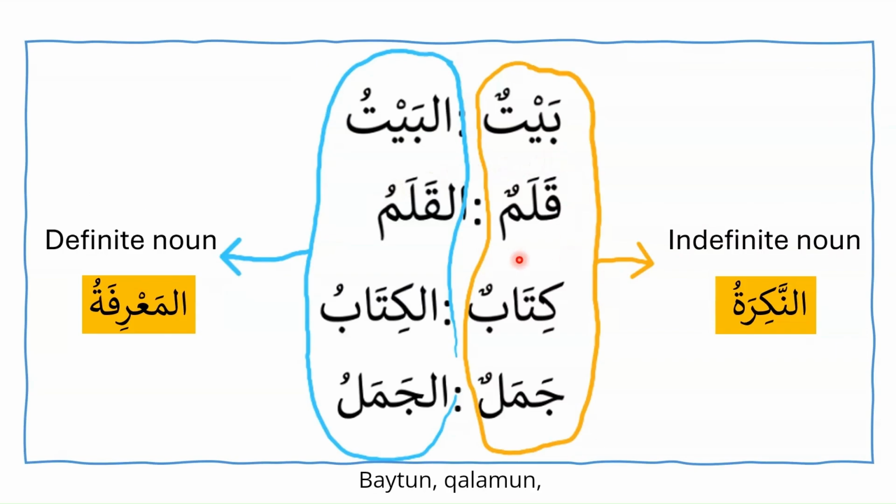Baytun, qalamun, kitabun, jamalun are words that in Arabic are called an-nakirah, or indefinite noun. Al-baytu, al-qalamu, al-kitabu, al-jamalu are words that in Arabic are called al-ma'rifah, or definite noun. So now you know that to make a noun specific or definite, you just prefix definite article al to the beginning and take away the tanween.